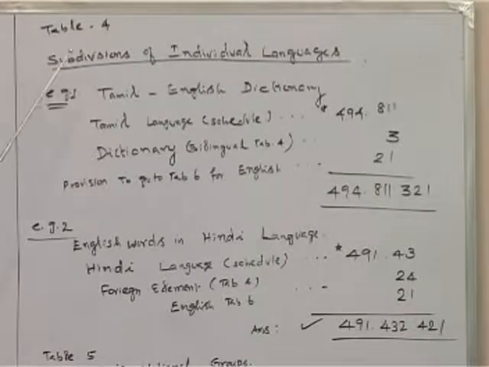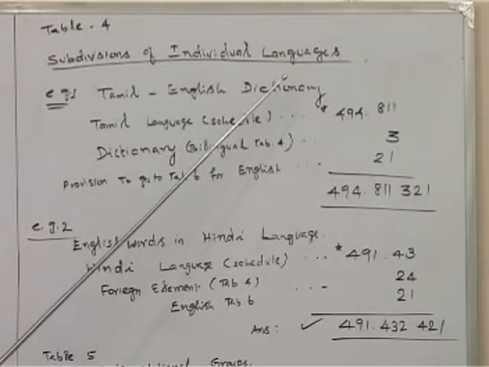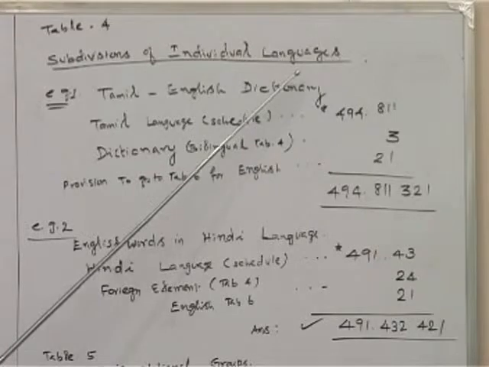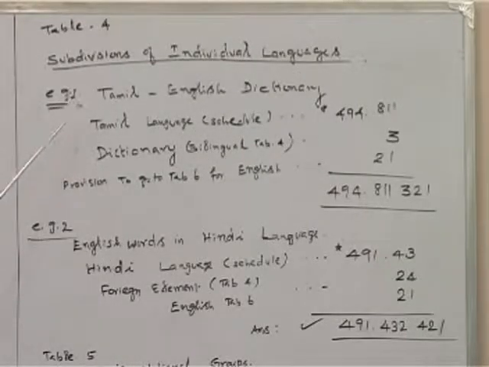Table 4 starts at page number 404. Go there? Yes. Subdivisions of individual languages. Next we switch over to table 4. Subdivisions of individual languages. I will explain here with an example.